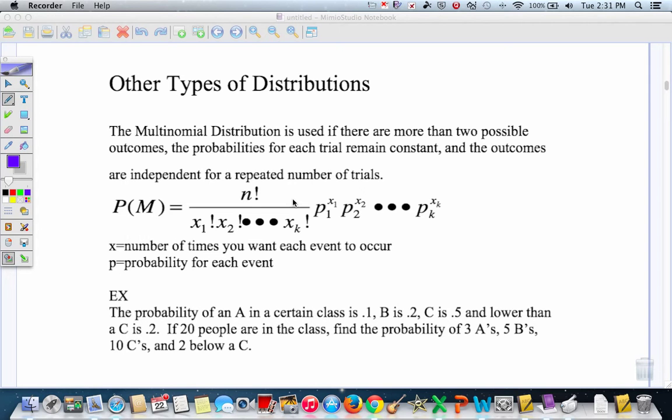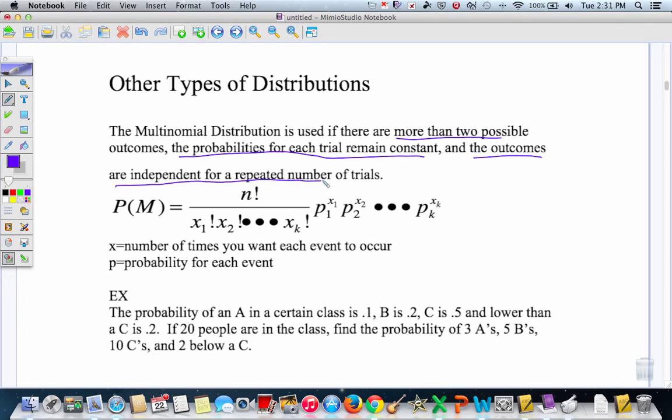Okay, we look at three other types of distributions today. The first one is defined right here as a multinomial. Yesterday we looked at a binomial. A binomial had two possible outcomes. A multinomial has more than two possible outcomes. Very simply stated, much like our binomial, our probabilities have to stay the same for each trial. So regardless of whether I select the first or the 50th item, the probability of getting that item is still the same, and the outcomes are independent from one trial to the next.